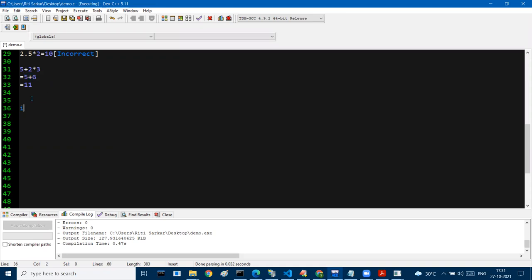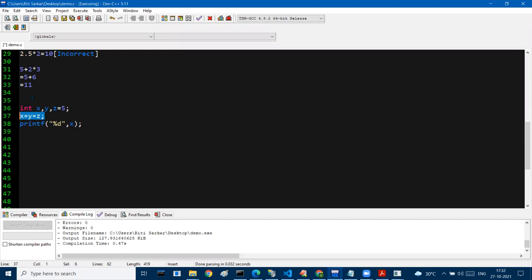Let's go for another example. Suppose you have int x, y, z, and z is equal to 5, let us assume. Now you are writing here x is equal to y is equal to z, and here you are printing the value of x, percent d, x. Now you see here, in this line, we have two assignment operators. Once two assignment operators come into the picture, you cannot go for precedence. How will you compare the precedence? Because both are the same operator.